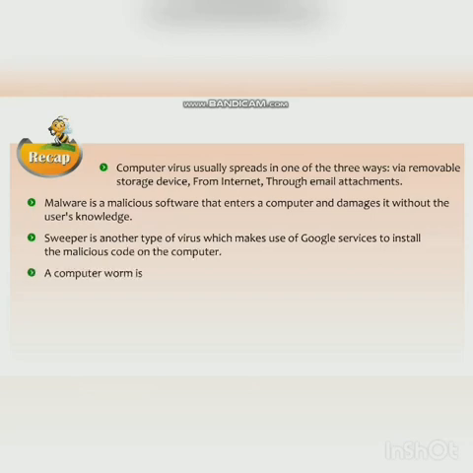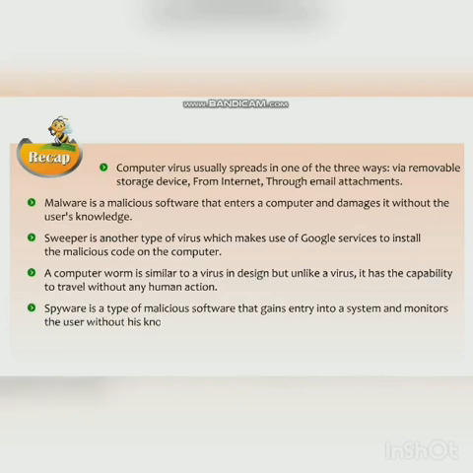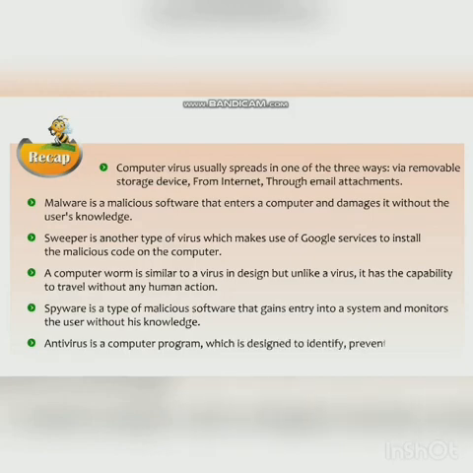A computer worm is similar to a virus in design, but unlike a virus, it has the capability to travel without any human action. Spyware is a type of malicious software that gains entry into a system and monitors the user without his knowledge. Antivirus is a computer program which is designed to identify, prevent, and remove viruses from a computer.